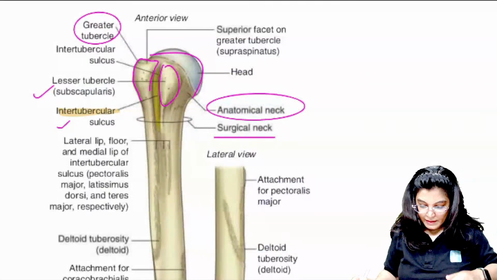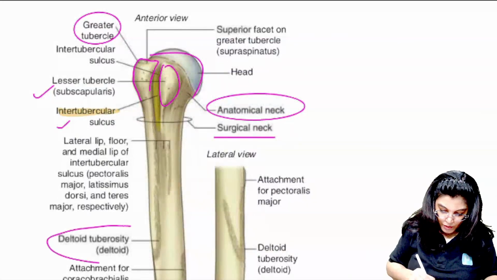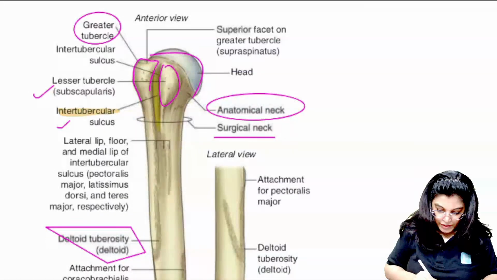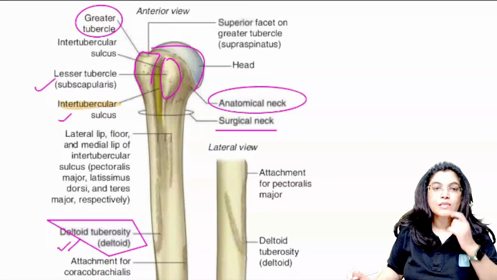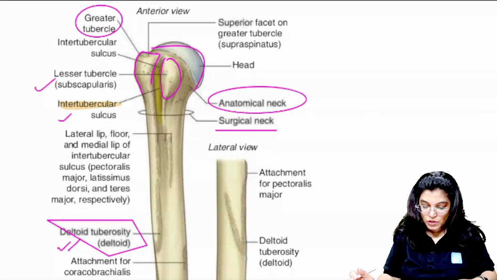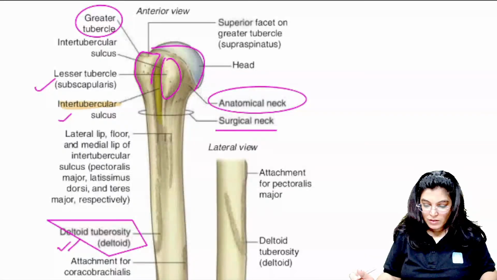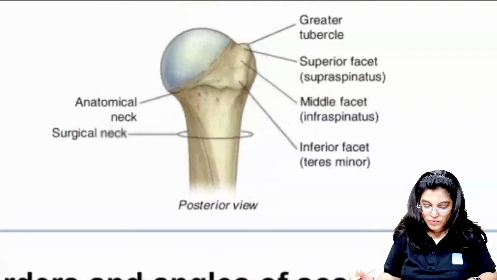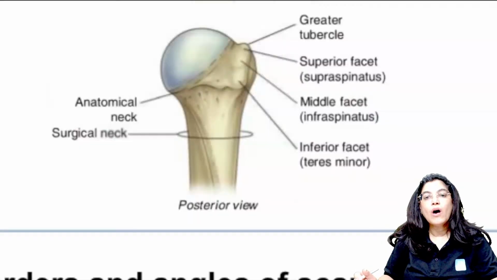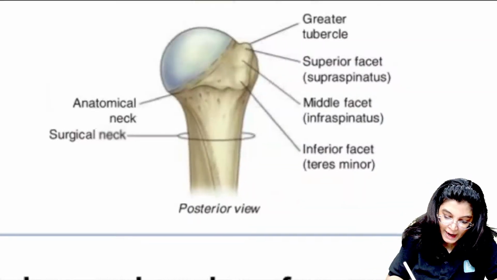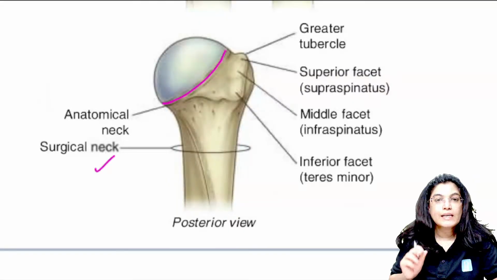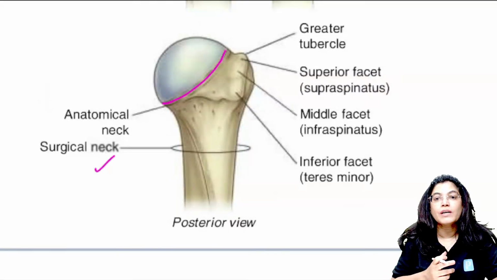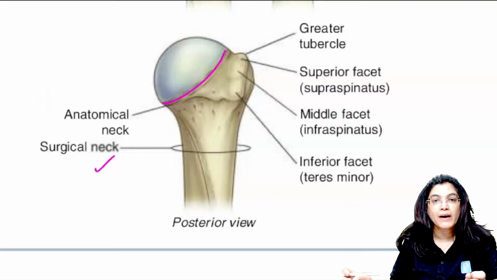Now, we can also see the deltoid tuberosity, which is shown here, and this deltoid tuberosity gives attachment to the deltoid muscle. Here is one more image showing the posterior view of the proximal part of the humerus, with the anatomical neck just surrounding the head of the humerus. The surgical neck is the constricted area at the junction of the shaft and the proximal part of the humerus.